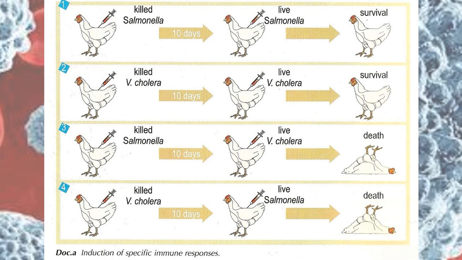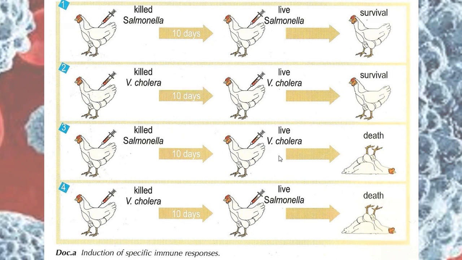So, what we did here is we injected the hen with the killed salmonella. So it has developed a primary response against salmonella. So it has memory cells against what? Salmonella. But 10 days later, we have injected it with another kind of pathogenic agent, which is called the Vibrio cholera. So the hen died. This is obviously because the immunological memory that has been formed in the hen was targeted against the salmonella and not against the Vibrio cholera.